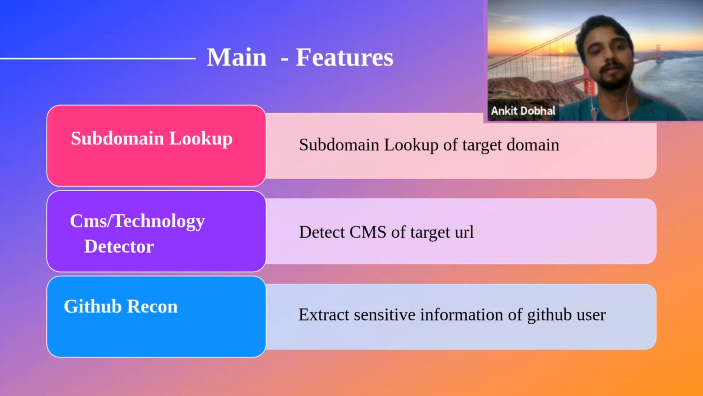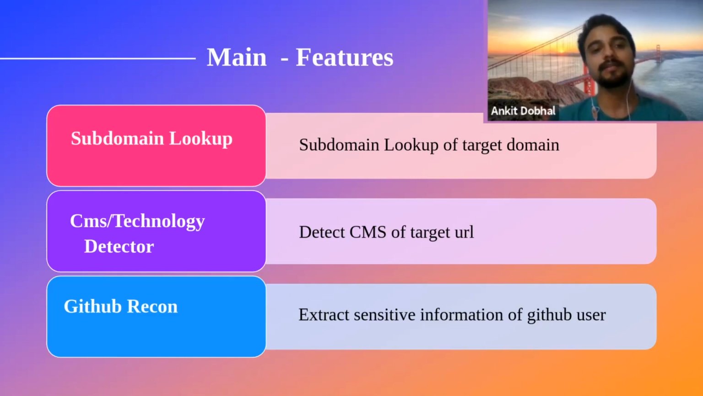The first one is subdomain lookup. So if you want to find out all the subdomains of your target domain, you can use Ashok to look up all the subdomains of your target in a very simple way, and it is very fast. It will not take so much time. It is very fast to identify those subdomains.